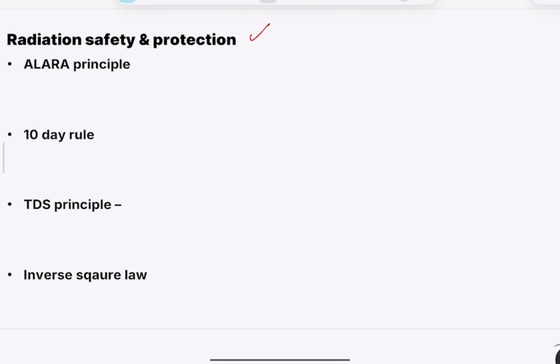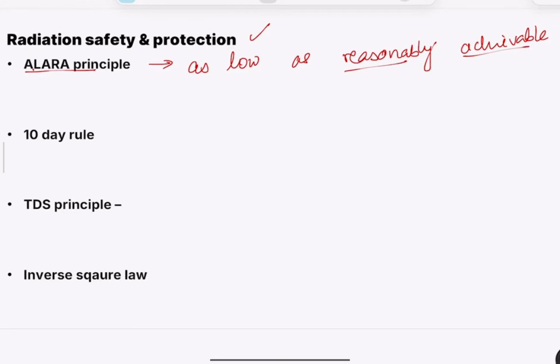Coming to radiation safety and protection, because radiation does have hazards, there is something called the ALARA principle. What does ALARA stand for? As low as reasonably achievable. Whenever you are doing any investigation in a patient, the ALARA principle has to be applied. The radiation should be as low as reasonably achievable, that means it should not affect the quality of the image. That's the principle there.